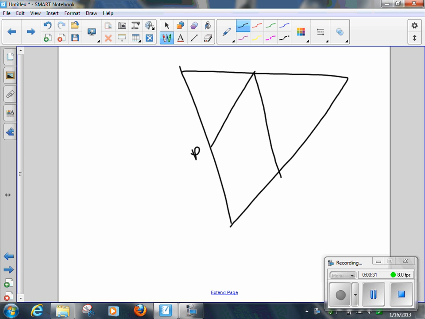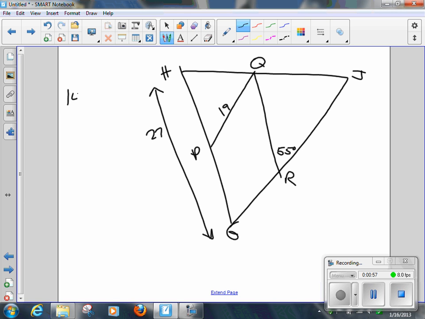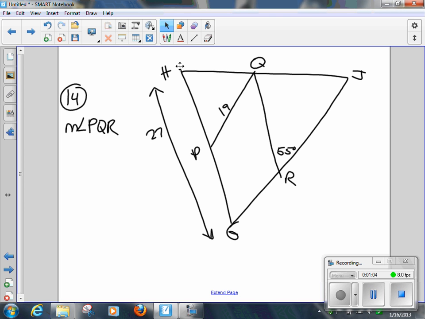So I've got P, H, is that a Q or an O? Q, J, R, G. We have 27 here, we have 19 here, and we have 55 degrees, right, Chanda? And we have to find 14. We have to find the measure of angle PQR. First of all, we have to find the angle. Where is angle PQR? PQR is right here.